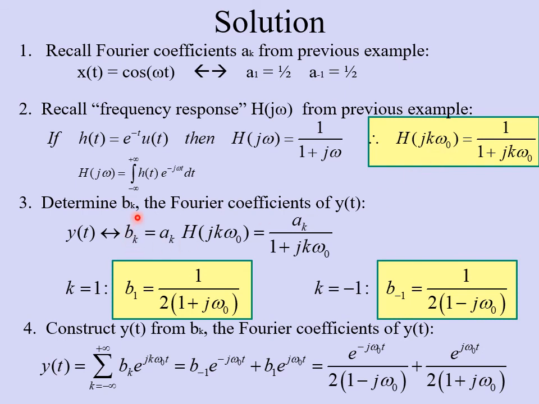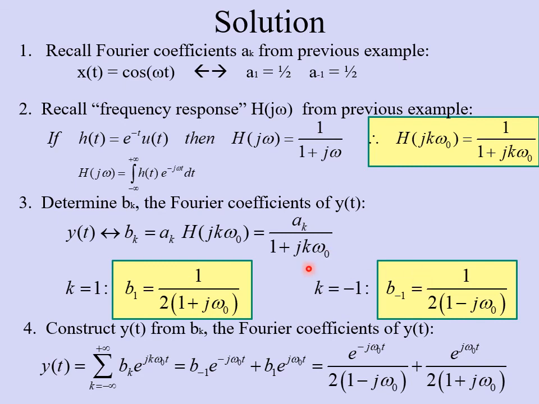Let's find the Fourier coefficients of the output y of t. All we have to do is plug in. Remember, b sub k is equal to a sub k times the frequency response. So I'm going to take this result over here on the right and just put the a of k on top, because we're multiplying all this times a sub k. When k is equal to 1, a sub k was equal to 1/2. So here's the 1 over 2. That's our b1. And when k is minus 1, our a sub k was also 1/2. So here it is again, 1 over 2. The difference here, though, is k is minus 1. So this k becomes minus 1, and that introduces that minus sign right there.